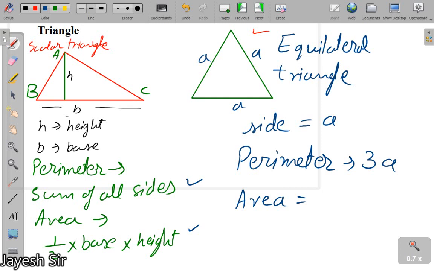Proof of how to determine this formula will come in your future chapters. When you come into higher classes, you will come to know how to determine the area of this equilateral triangle, the proof of that. But for now, you have to write down root 3 upon 4 a square. The area of an equilateral triangle is root 3 upon 4 into a square.